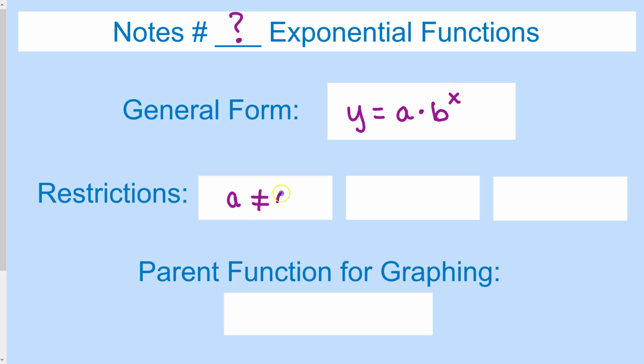A cannot equal 0. Otherwise, all you have is y equals 0, and that does not have an exponential shape. The base b has to be greater than 0, and the base b cannot be equal to 1. If you had y equals 1 to the x, it would just be a flat line. And a more simple equation is y equals b to the x. And so we're going to call that our parent function. And I like to say that b is the base, but in your book it also calls b the growth factor.